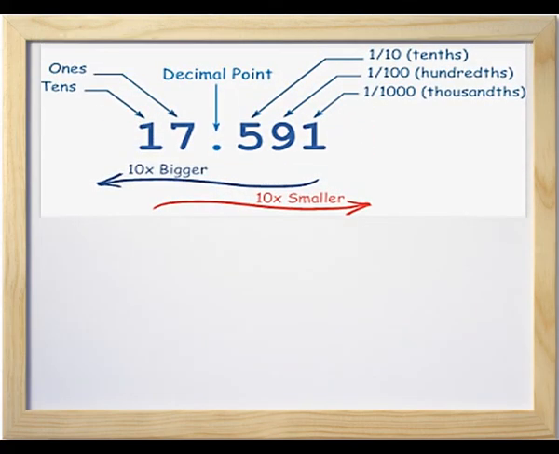Children, now let us read this number. It is 17.591, or 17 and 591 thousandths. Children, you can see here that as we move towards the left, the value of the places increases by 10 times. But as we move towards the right, that is from left to right, it decreases by 10 times. Is it clear, children?